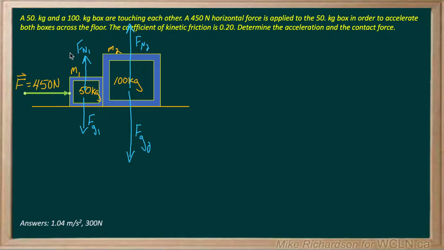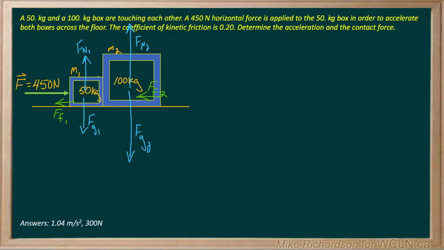Now we're missing some horizontal forces. We have some friction. We know that the coefficient is 0.2. So as this box is being accelerated to the right, friction is slowing it down to the left. So there'll be a force of friction acting on block 1, which I'll call force of friction 1, as well as a force of friction acting on block 2, which I'll call force of friction 2.